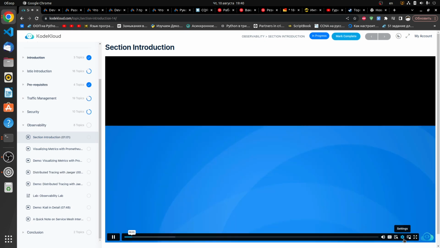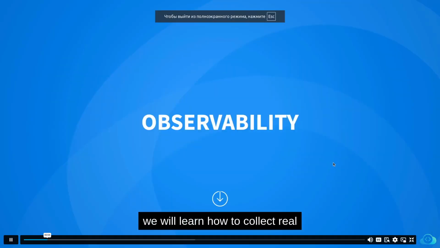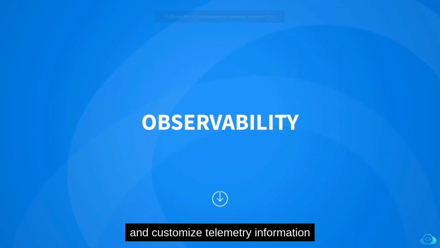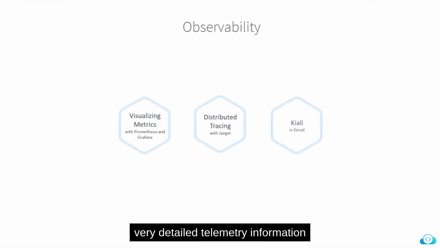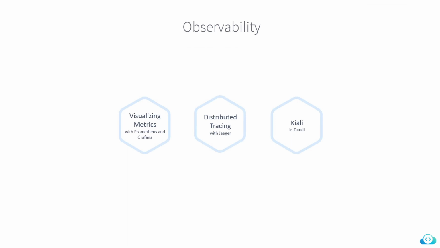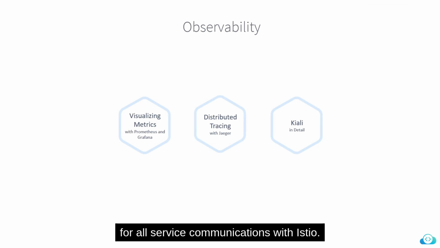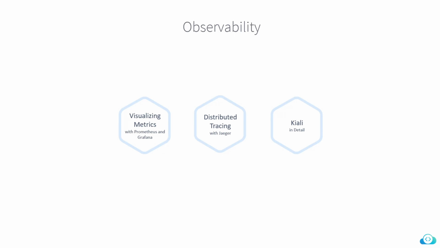In this section, we will learn how to collect, view, and customize telemetry information from our mesh. Istio has an advantage in terms of observability because all of the traffic is handled by Envoy proxies in the data plane. Your service mesh will generate very detailed telemetry information for all service communications with Istio. Without having to develop a solution, you can have observability of services to troubleshoot and optimize the applications.